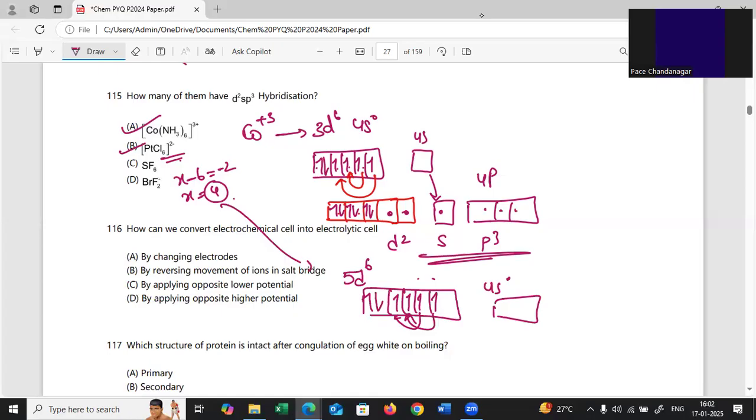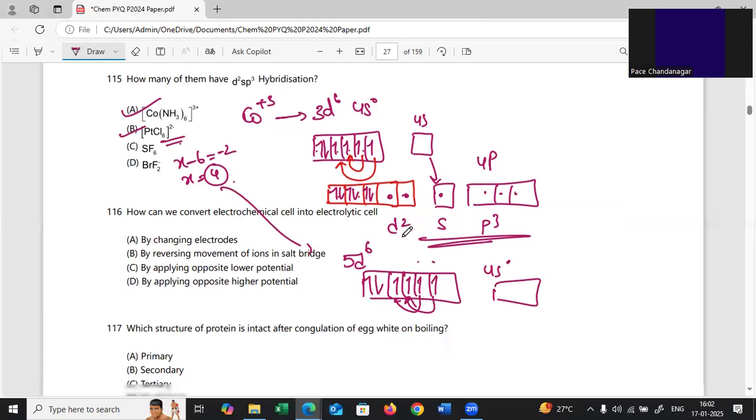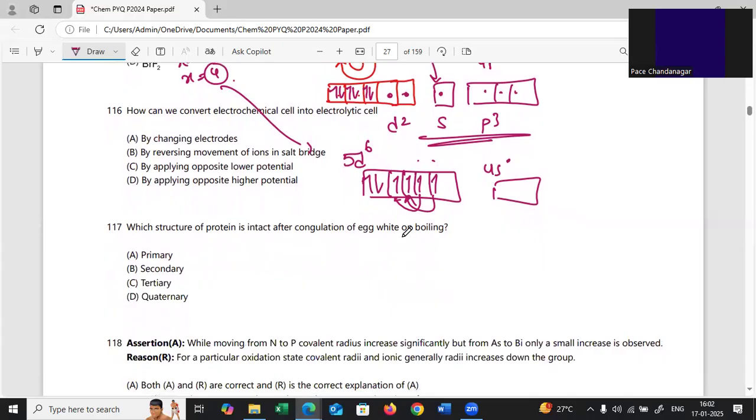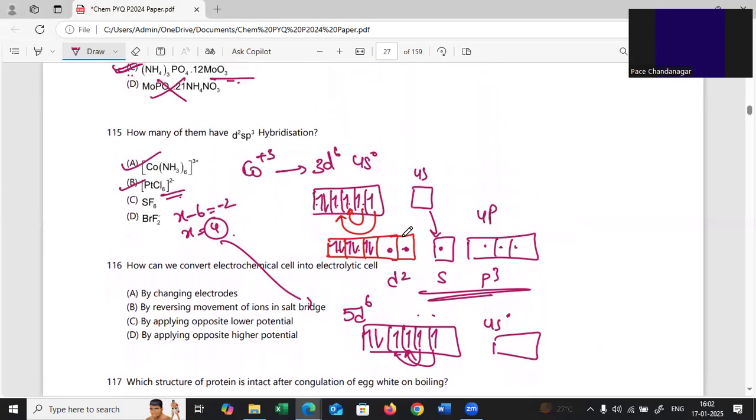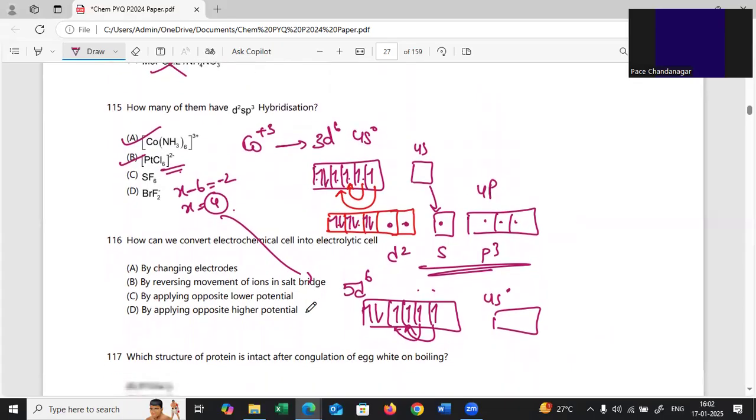Not on SF6. Fluorine is a weak ligand. Fluorine is a weak ligand, so weak ligands don't come back here like this, right? Chlorine with 6, yes, correct only. Yes, fluorine is a weak ligand, they will not come back.